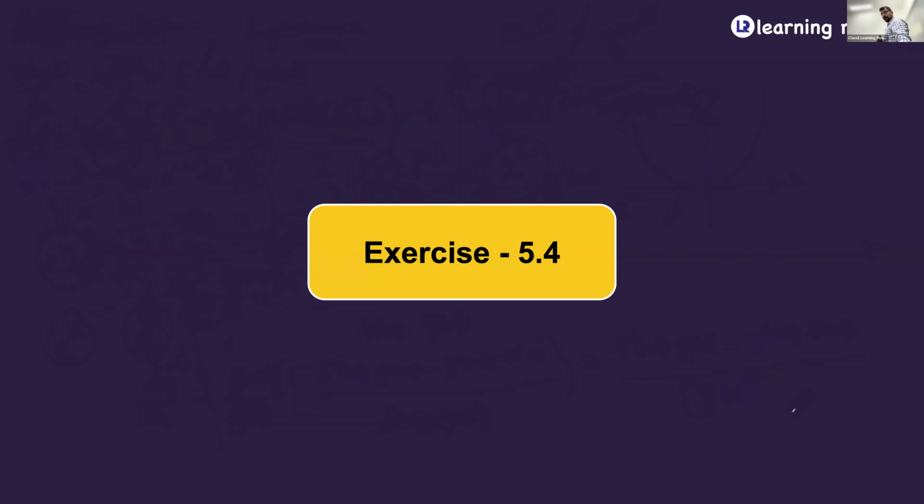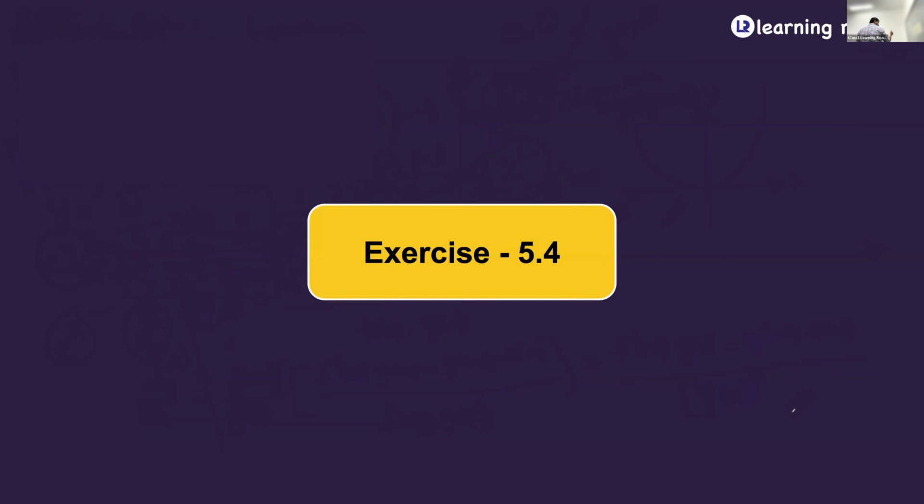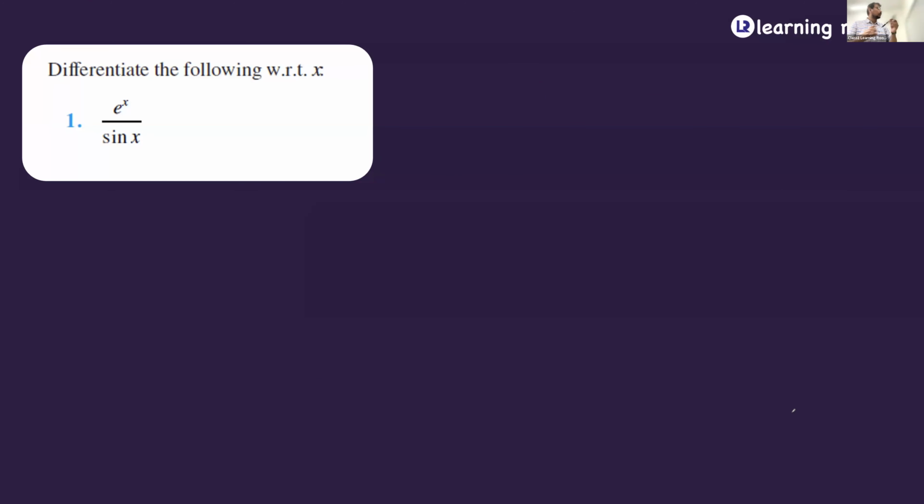See, the base is built. All we need to do now is solve the problems of exercise 5.4. Right. Let's see. So this is the first question. Y is equal to e power x divided by sin x. I think this is what I asked. Saw it somewhere and it stuck in my mind. Okay, y is equal to e power x divided by sin x.